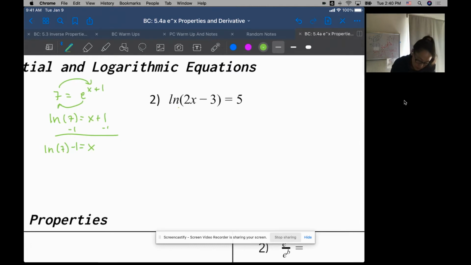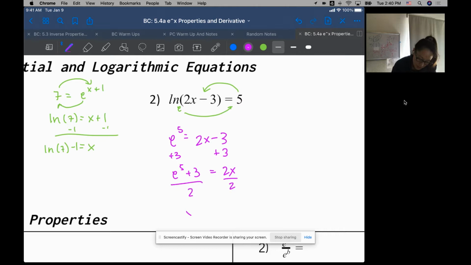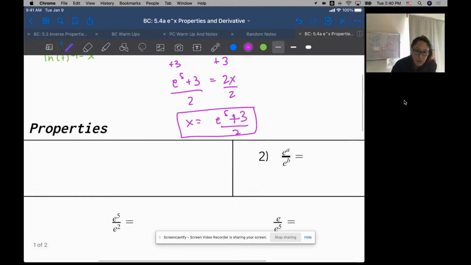All right, so number 2, what I can do is I can snail. So remember there's a base of e. So I'm going to go to the exponent and then switch back to the number. So I get e to the 5 is equal to 2x minus 3. Solving for x, I'm going to add 3. So e to the 5 plus 3 is equal to 2x. Divide by 2. e to the 5 plus 3 over 2. And that's that.